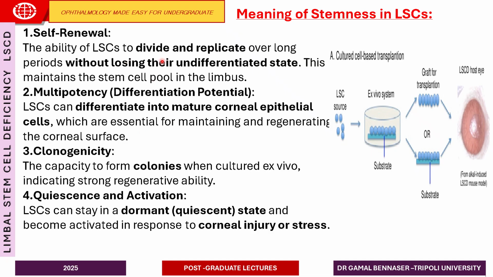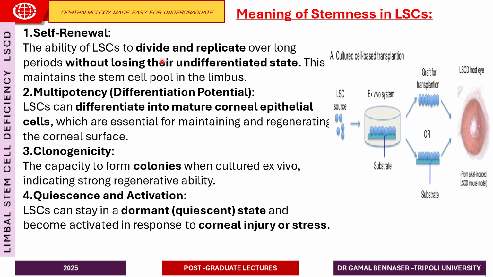Another thing is that the limbal stem cells have the potential for differentiation into different types of corneal epithelial cells. This is called multipotency. This is the ability of these stem cells to differentiate into different types of epithelial cells, like the cuboidal cells, the marginal cells, the superficial epithelial cells, and so on. So this is another factor that is related to the stemness of the limbal stem cells.